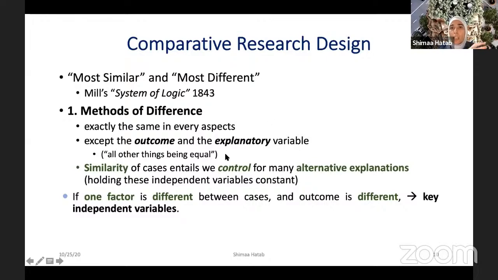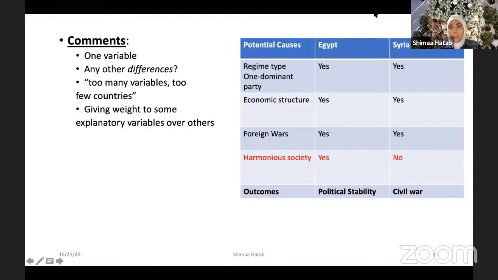So here, and you will study this in your methodology course, supposedly, the most prominent or most famous tools are the most similar and the most different system design. What does this mean? Okay, let me show you the table first. So here, to simplify things for you, I have supposedly two cases, but I should have more than two cases, okay?